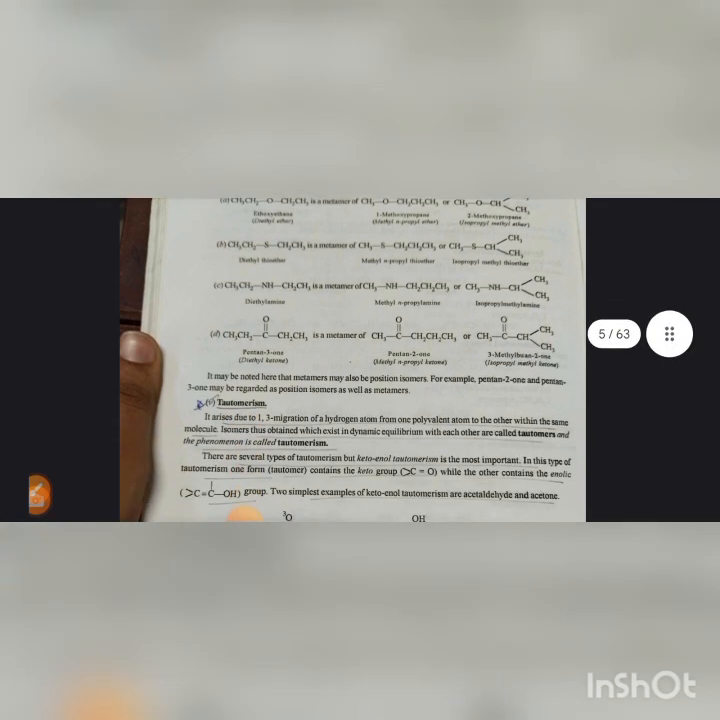Similarly, pentan-3-one is a metamer of pentan-2-one and 3-methylbutan-2-one. It may be noted here that metamers may also be position isomers. For example, pentan-2-one and pentan-3-one may be regarded as position isomers as well as metamers.